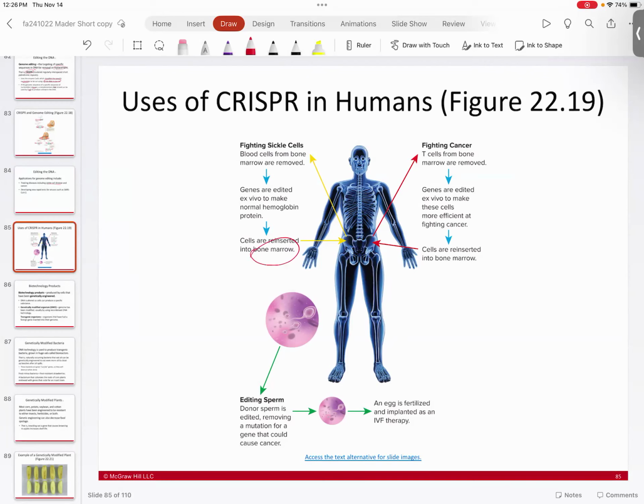For cancer cells, essentially, you can make cells more efficient at fighting cancer. And you can reinsert those back into the bone marrow. Editing sperm. So you can remove a mutation from the sperm that would maybe cause cancer. And then ultimately, you would have IVF, or in vitro fertilization therapy. So you can see how we can go in there, we can actually edit these different things.